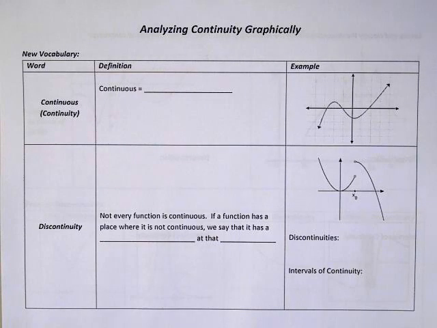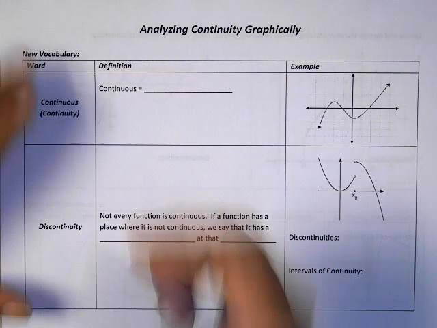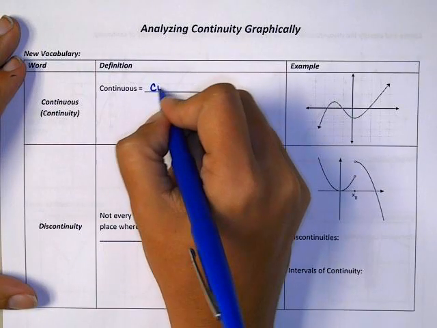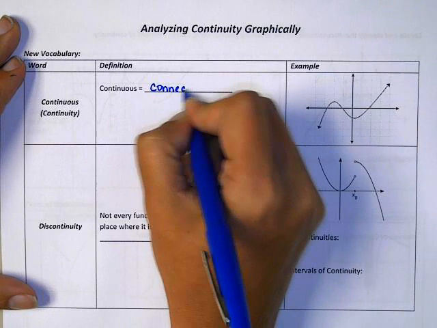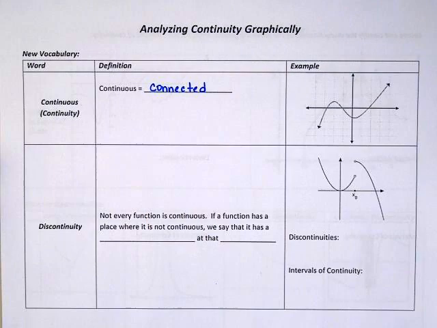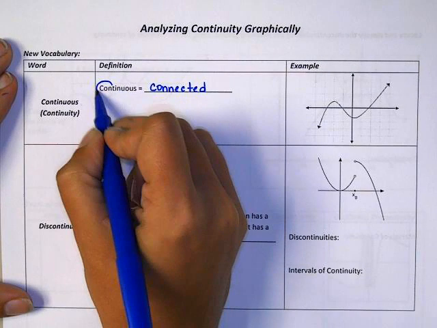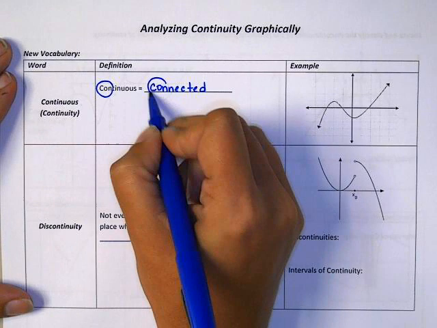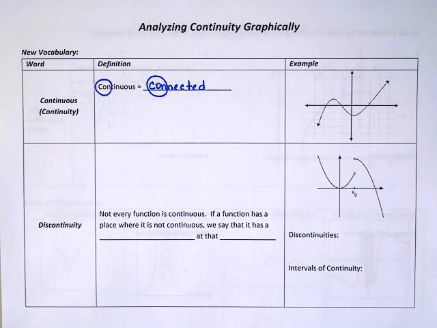What you really need to know about continuity is that being continuous means that the graph is connected. So I like to remember that because they both start with the three letters C-O-N. But basically you need to just know that if I say that a function is continuous, it means everything everywhere is connected.